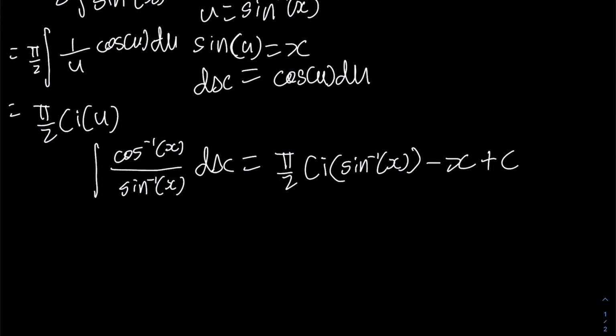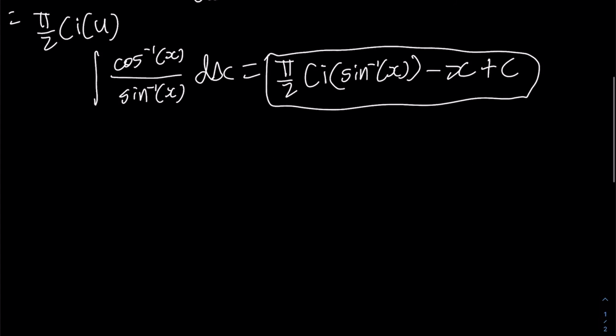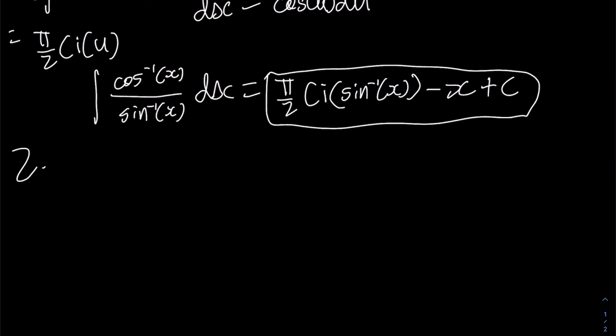So we can put a plus C here, and that is the first integral. So now let's look at the second integral. The second integral we have is the integral of the square root of the inverse cosine of x, which is a pretty scary looking integral.